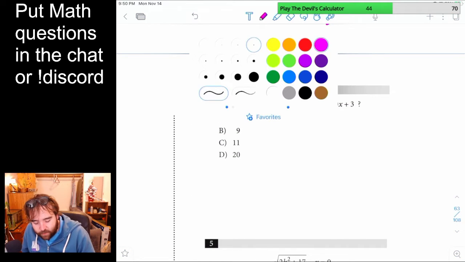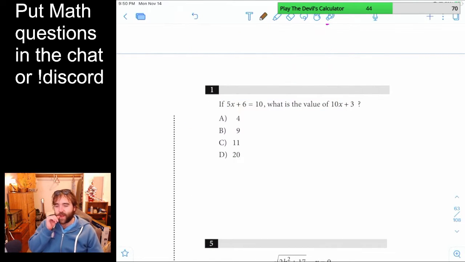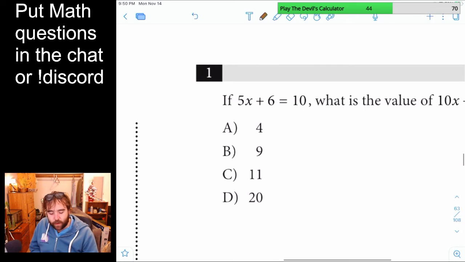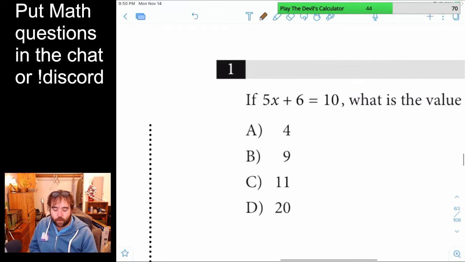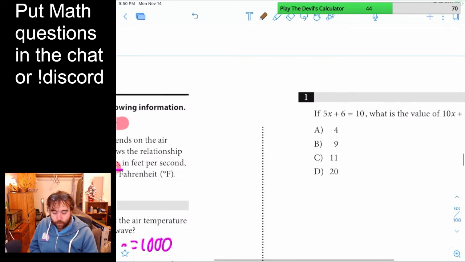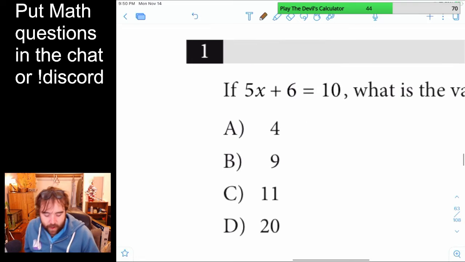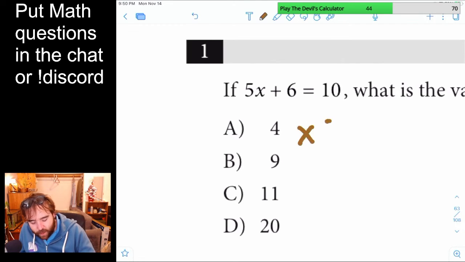So then we get to one like this. This is another kind of fun one where the SAT kind of throws you a bone if you want to do some interesting stuff. So let's do it the slower way and the quicker way. The slower way is pretty straightforward. We just need to solve this for x. So subtract 6 and divide by 5. So we get that x is 4 over 5.